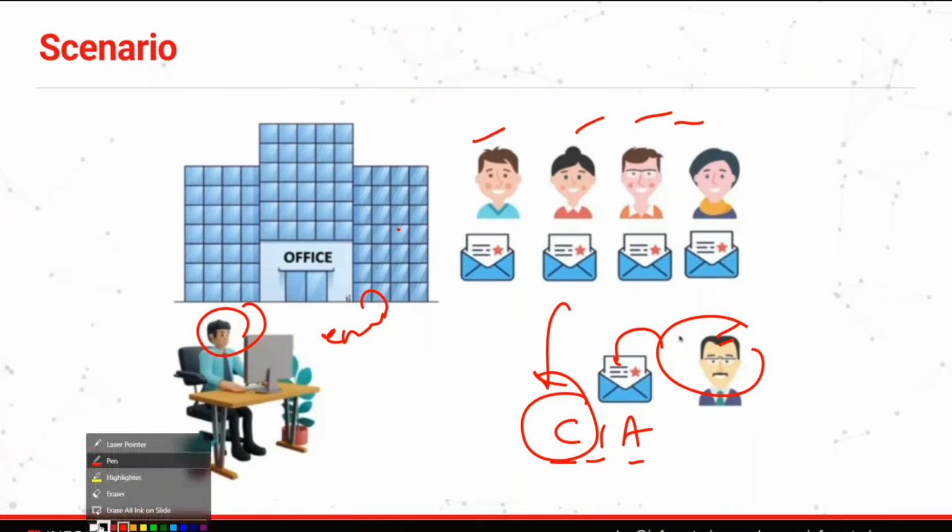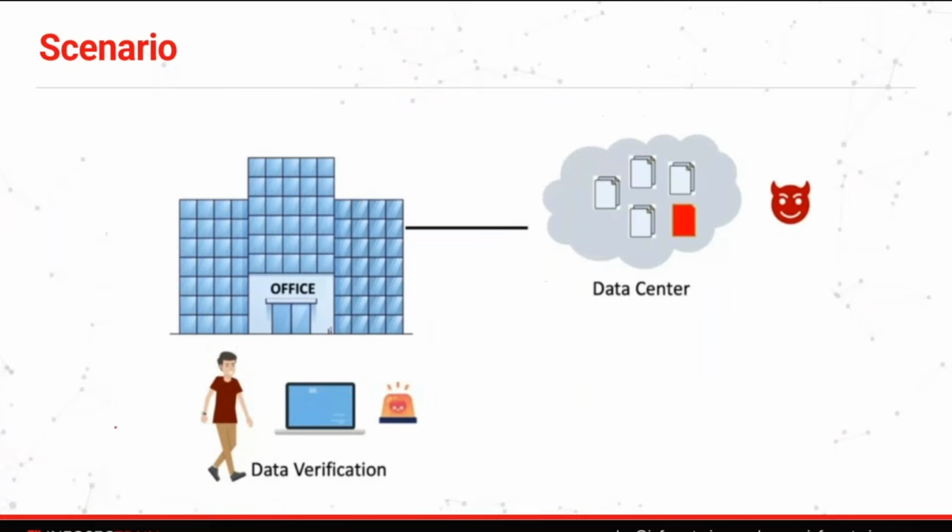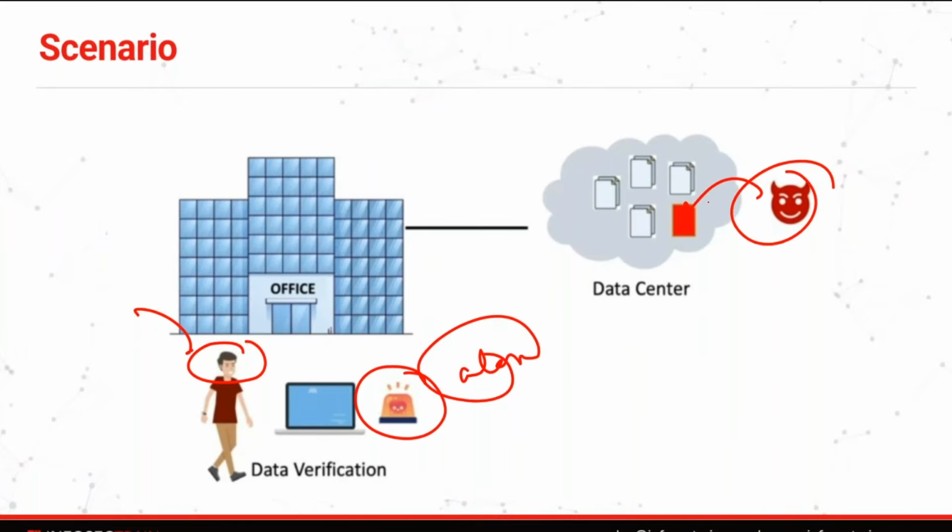Now, next scenario, guys: this is you at your workspace. You saw some data verification alarm generated because some attacker altered some data in the server. Which pillar is getting breached here?